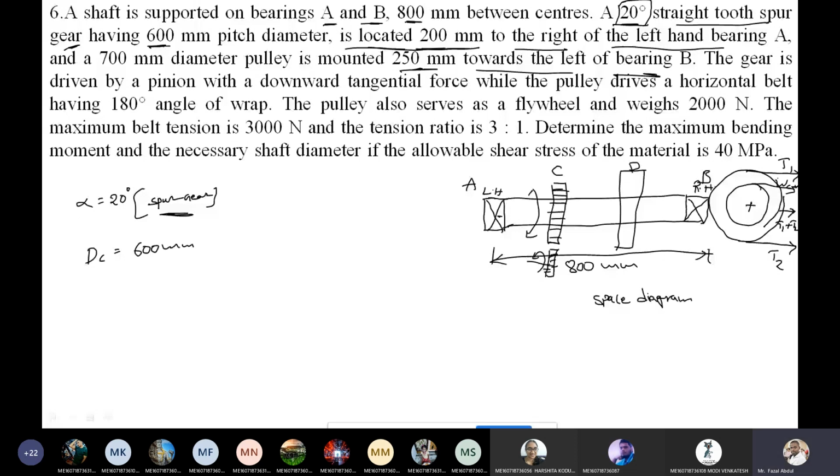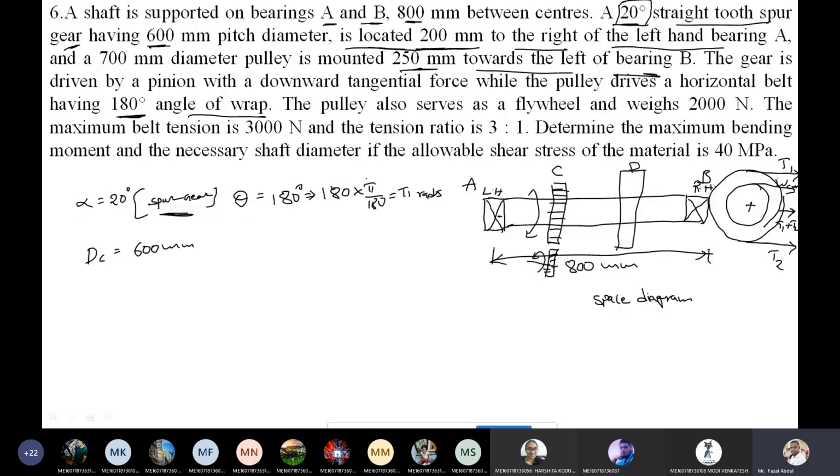Now see here, tangential force while the pulley drives a horizontal belt, and the belt has a 180 degrees angle of contact. The belt system is given in the question. For that belt system, the angle of contact theta, or angle of wrap, same meaning, is given as 180 degrees. The degree we need to convert into radians: 180 into pi by 180. So the answer is pi radians.